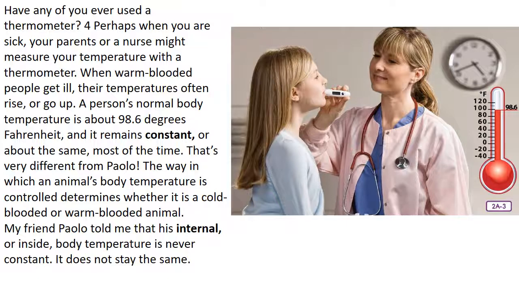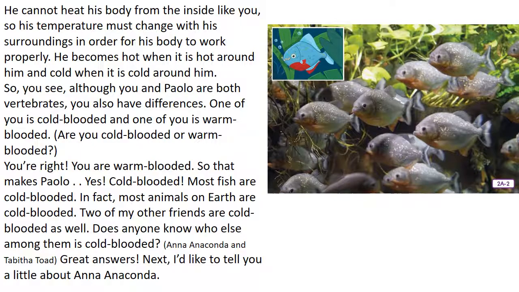The way in which an animal's body temperature is controlled determines whether it is a cold-blooded or warm-blooded animal. My friend Paulo told me that his internal or inside body temperature is never constant. It does not stay the same. He cannot heat his body from inside like you, so his temperature must change with his surroundings in order for his body to work properly. He becomes hot when it is hot around him, and cold when it is cold around him.